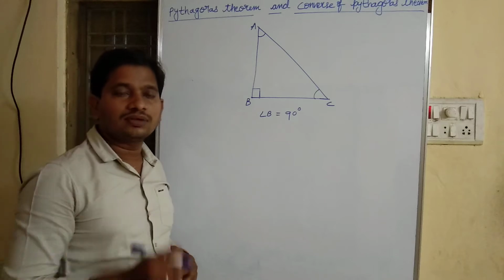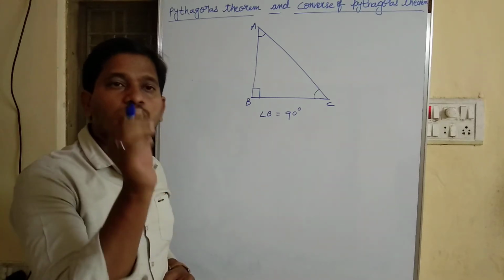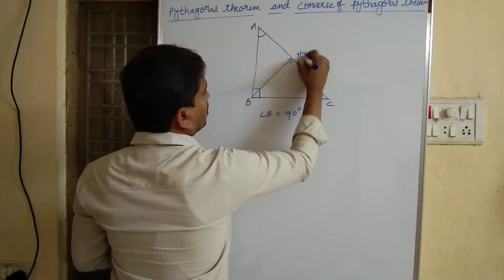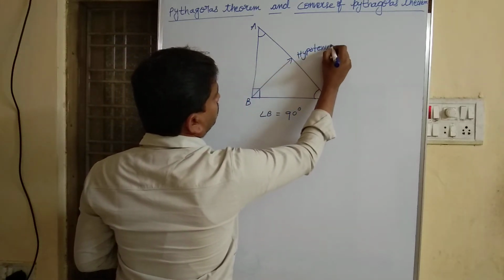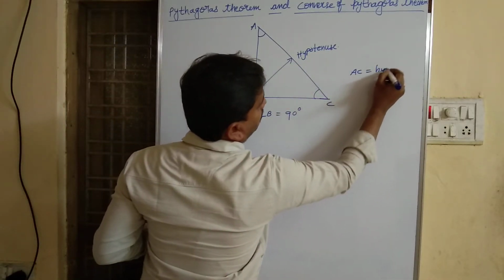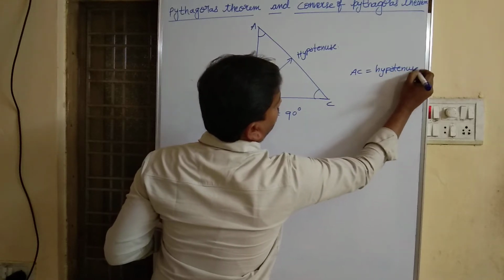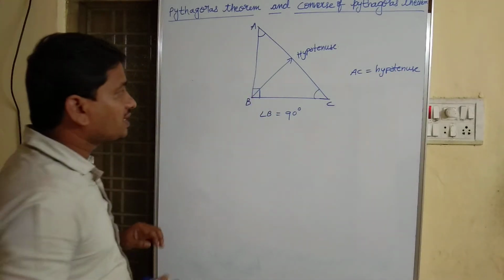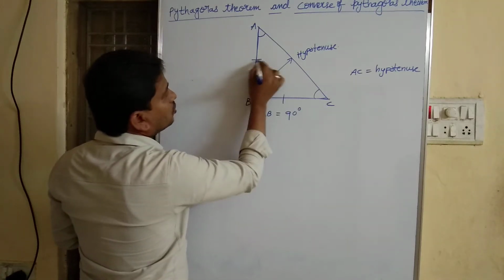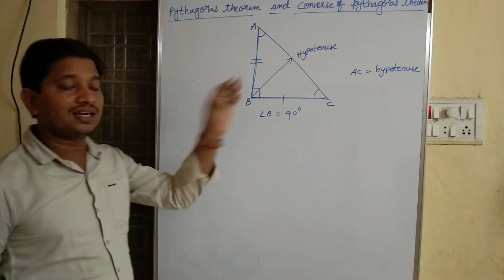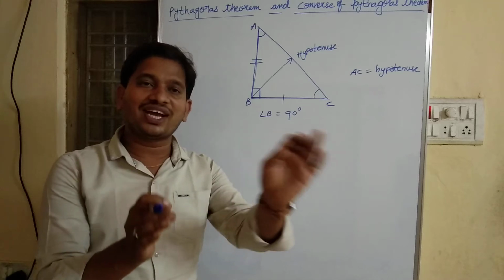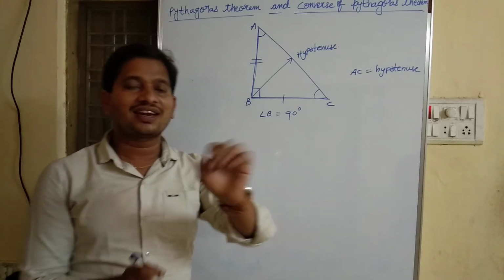In a right angle triangle, the side opposite to the right angle is called hypotenuse. So this is hypotenuse. I mean here AC is hypotenuse, and we have two more sides, BC and AB, the other two sides. So this is about the right angle triangle. A triangle in which one angle is equal to 90 degrees is said to be a right angle triangle.